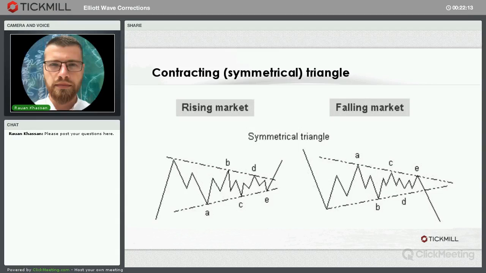The third type of correction is known as the contracting or symmetrical triangle, and probably it's the most sophisticated type of triangle. On the schema it looks as follows.